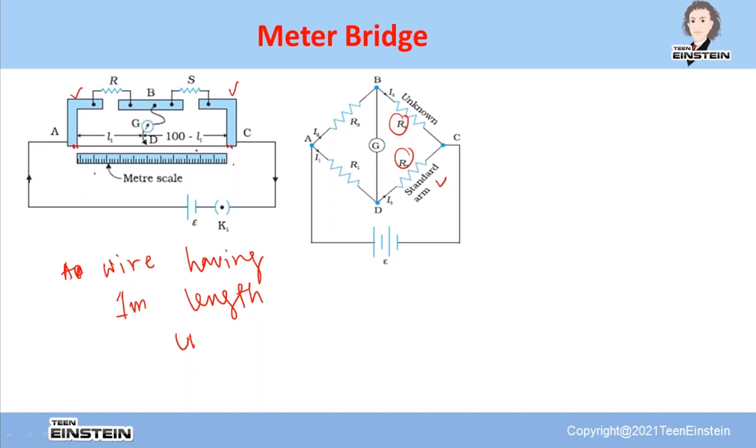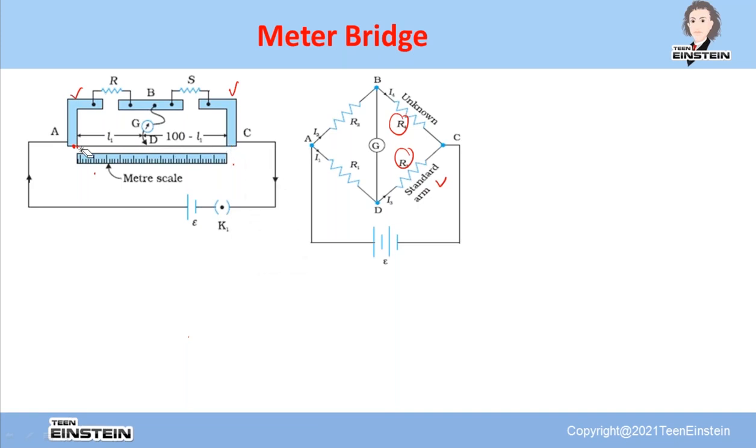Obviously this wire is a conducting wire, and every conducting wire will have certain resistance. As you know, if you increase the length of the wire, resistance increases. So if I connect different lengths of this wire to the circuit, a different amount of resistance will be connected to the circuit.